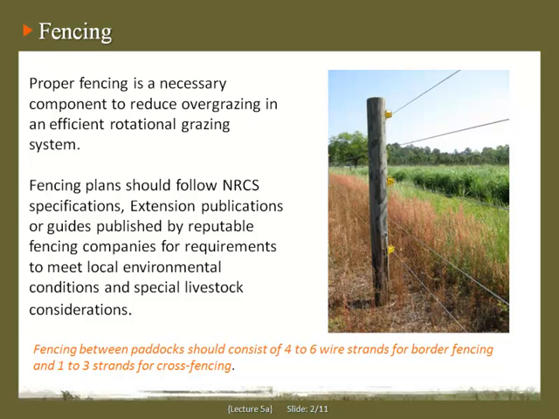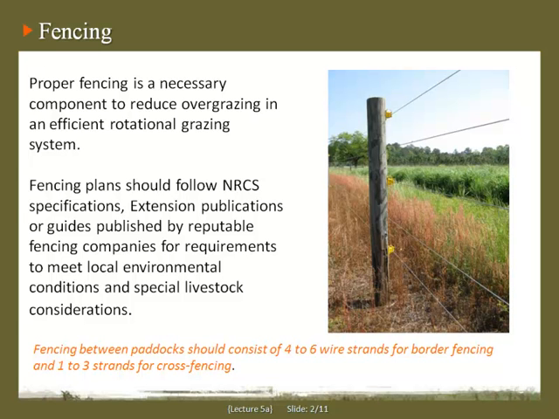Fencing plans need to follow NRCS specifications, extension publications, or guides published by reputable fencing companies for requirements to meet local environmental conditions and special livestock considerations. High tensile wire is recommended when using energized fences for border areas and is also used for cross fencing. Larger diameter wires create less resistance and therefore better current flow.